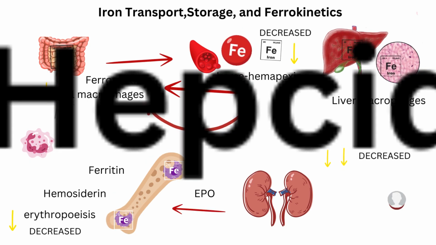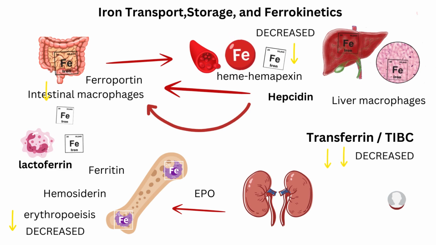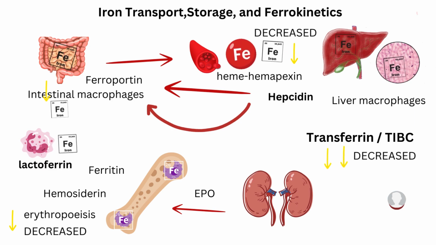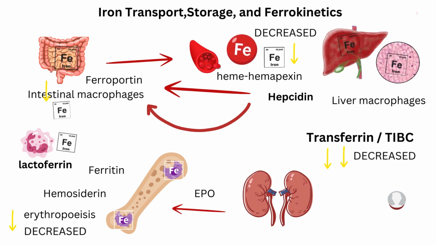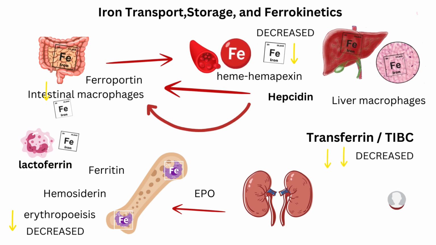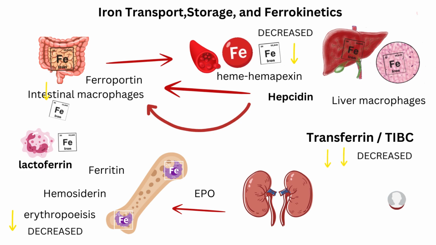A couple other key points. Note that serum iron is decreased and TIBC is decreased. TIBC is an indirect measure of transferrin, and decreased TIBC reflects abundant iron stores in hepatocytes.